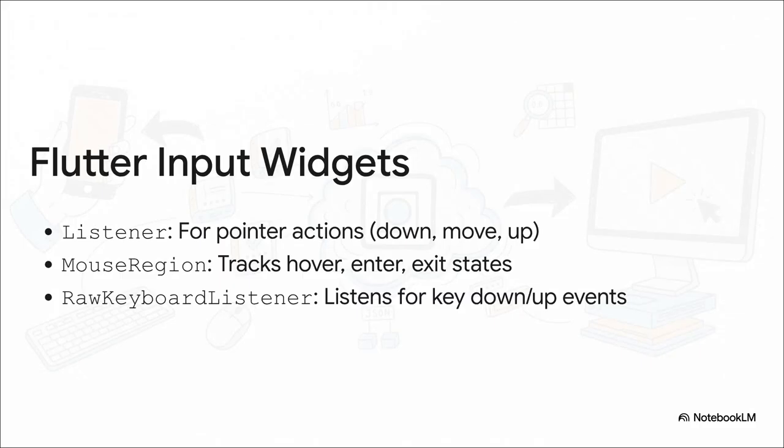So how does the app actually hear these events? Well, Flutter gives us these specialized tools called widgets. If you want to detect clicks and drags, you use a listener. If you need to know when the mouse just enters or leaves an area, you use mouse region. And for every single key you press, there's the raw keyboard listener. Each one is like a little spy dedicated to listening for one specific type of action.